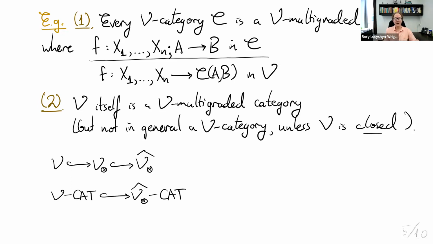But this V tensor hat Cat, this is the category of V multigraded categories. So in particular, this sends each V category to that V category regarded as a V multigraded category, but also we can now, by this functor, regard V functors as examples of morphisms between V multigraded categories. These we call V multigraded functors.